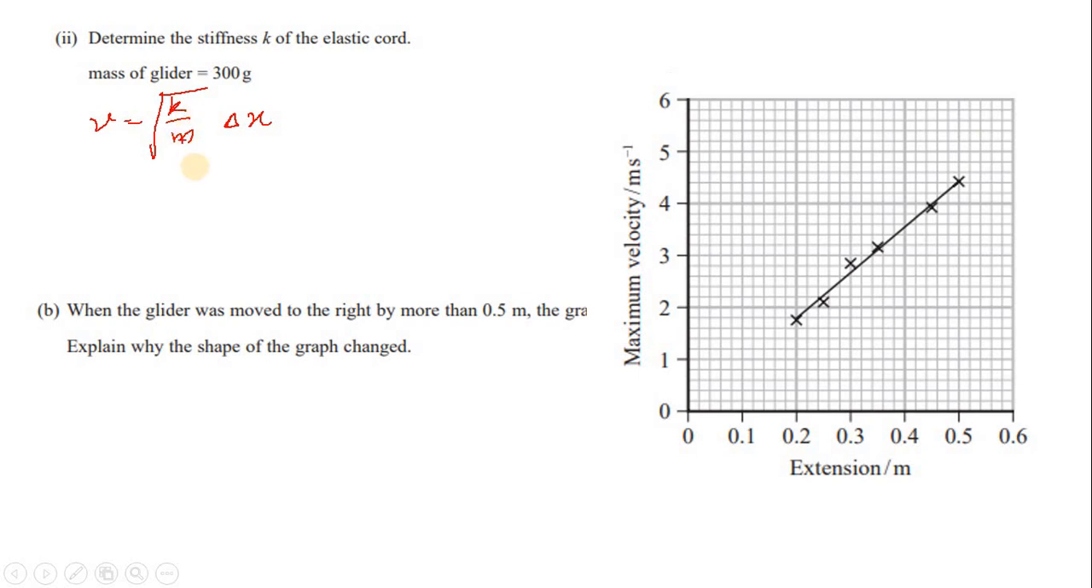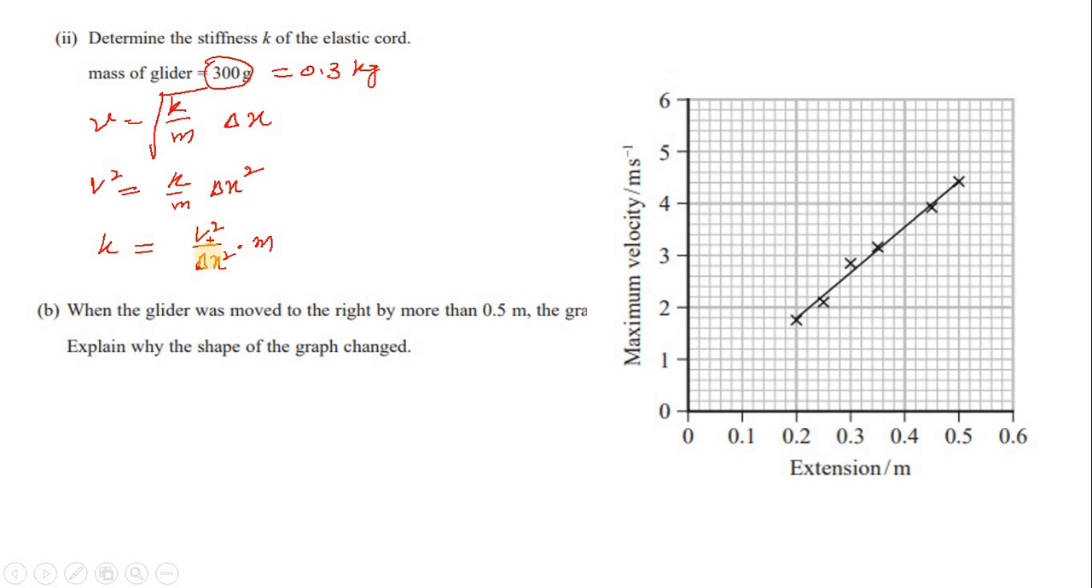So K would be equal to... v squared is equal to k by m, the root is gone, and delta x squared. So K is v squared by delta x squared into m. So you multiply m, which is given as 0.3 kilogram, with the v squared over delta x squared, and where did we get this?